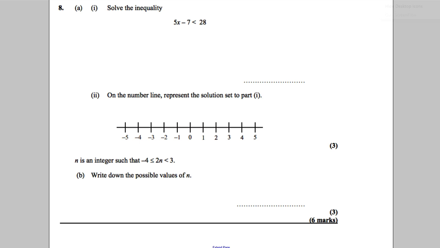Next, pause, have a go. I'll go through in 10 seconds.